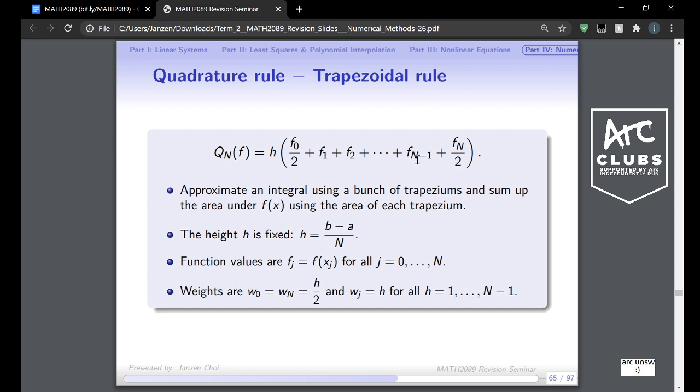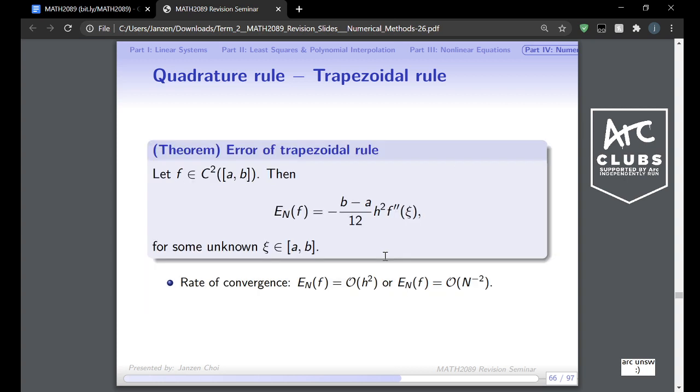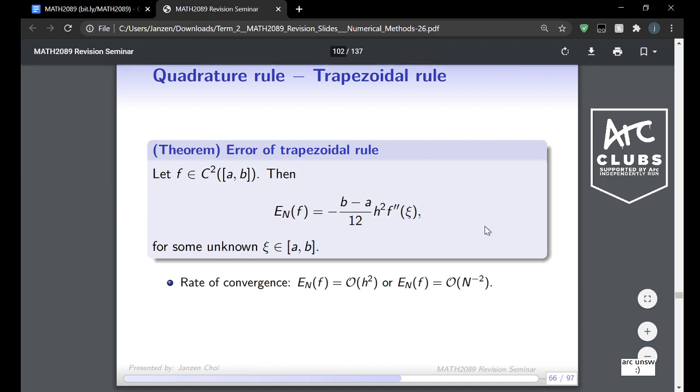This is one of the simpler quadrature rules, except because it's using trapezoids to approximate the area, it's not going to be super accurate. And so this is the error associated with using the trapezoidal rule.